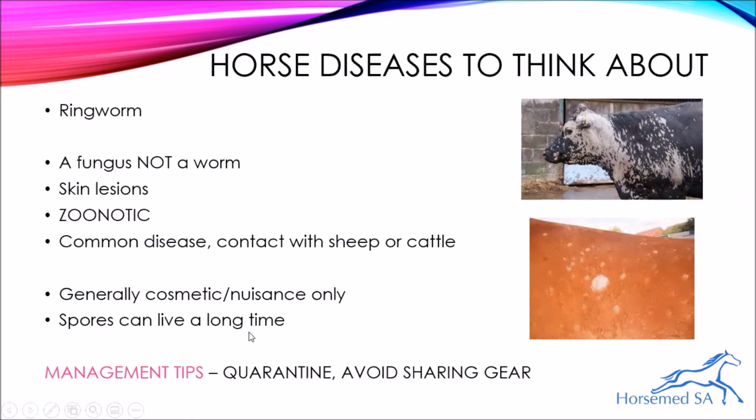But the spores of the fungus can live for a really long time. I read a really interesting study on Sunday, which showed that the spores of the two most common fungi that cause ringworm in horses can live on surfaces for 4 or 5 days, which is a really long time. So management tips: your quarantine period is going to be important here, avoiding at least contact with other species and avoiding sharing gear between horses. Ringworm loves to live on, as I said, blankets, saddles, chaps, that kind of thing.